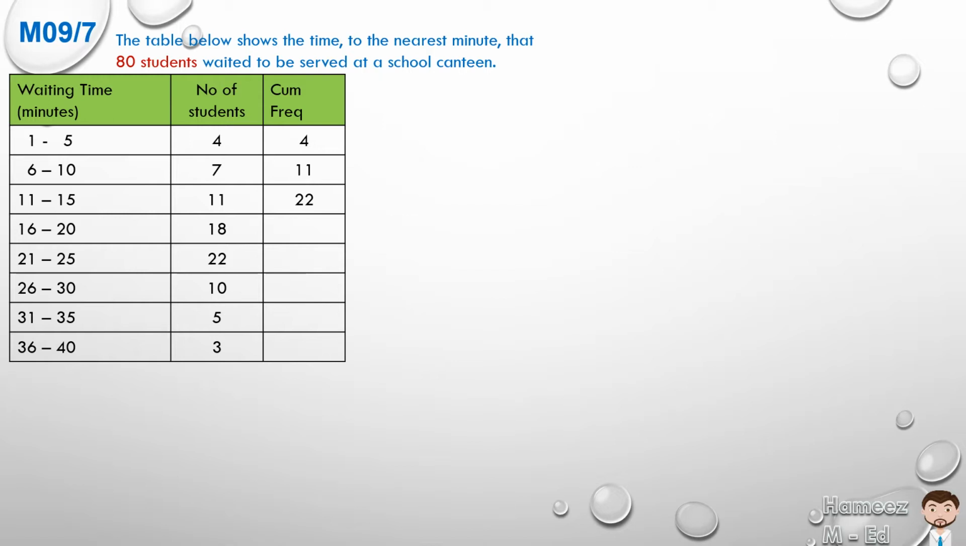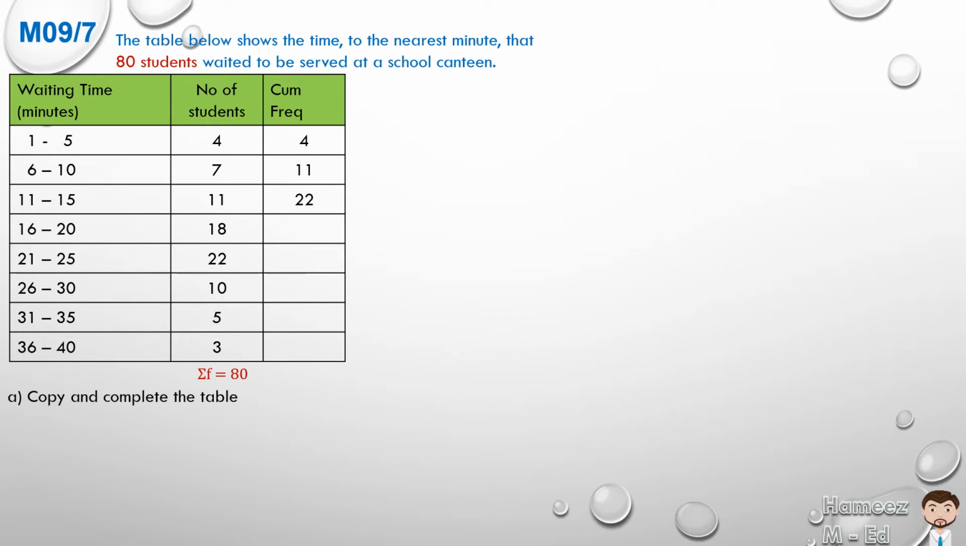If we tally or total the number of students in all, we should be getting 80. 4 plus 7 plus 11 and so on. And this agrees with the question above that there are 80 students who waited. Now that we know that, we can attempt part A. Copy and complete the table showing the cumulative frequency.